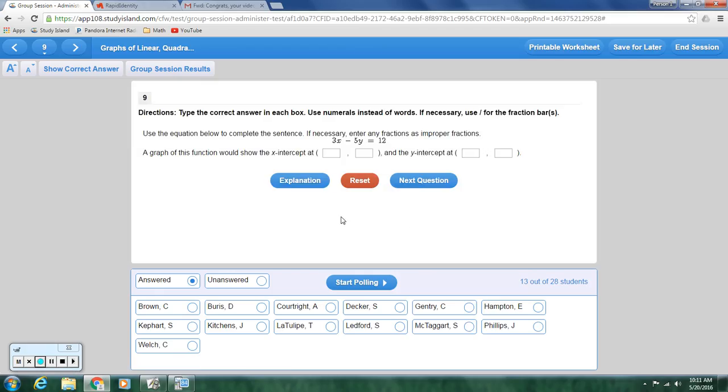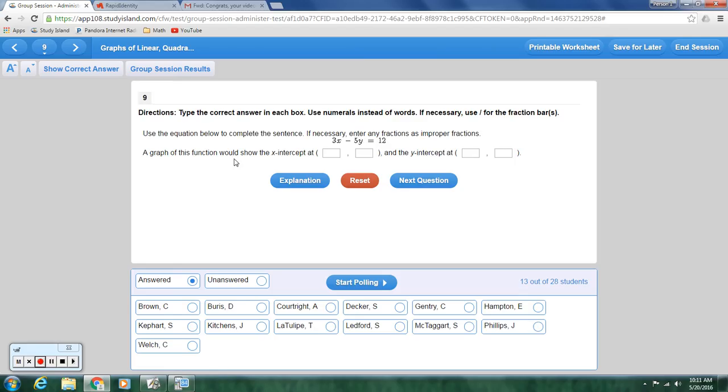Alright, this time, a different little way they've asked it. So you've got that equation, 3x minus 5y equals 12. Is that a line, a quadratic, or an exponential? Line, quadratic, or exponential? It's a line. Does it have a square on it? Doesn't have a square on it, does it? Okay, so it's not, and there's no exponent with a variable up there.